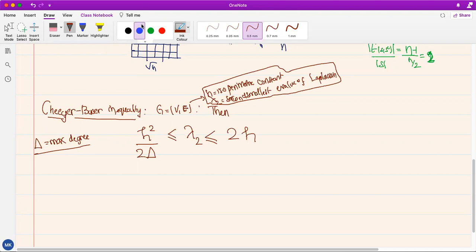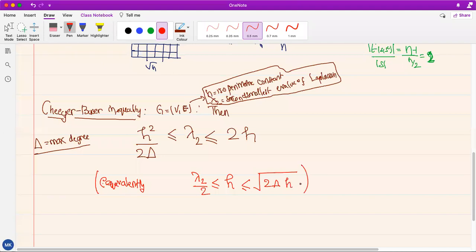Equivalently, if you care about h, I can write bounds in terms of lambda 2. h is greater than or equal to lambda 2 by 2, and h is less than or equal to the square root of 2 delta times lambda 2. So you see, in a way, lambda 2 and h are comparable. On one side we have h, on the other side we have h squared. Or equivalently, on one side we have lambda 2, on the other h is bounded by 2 delta lambda 2.